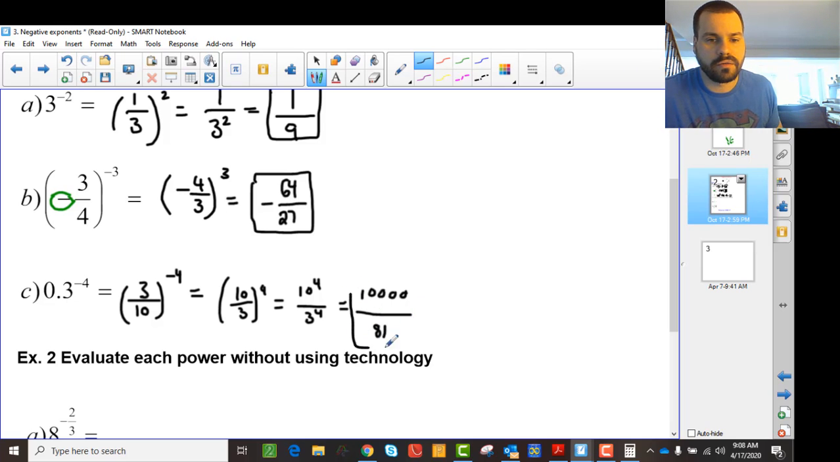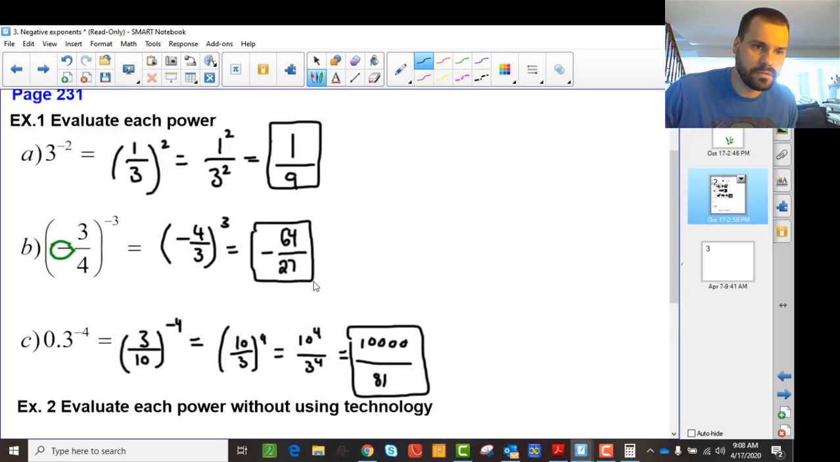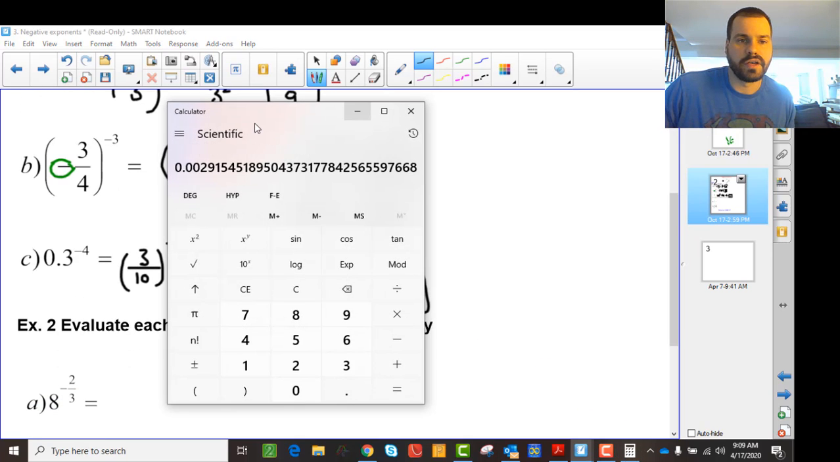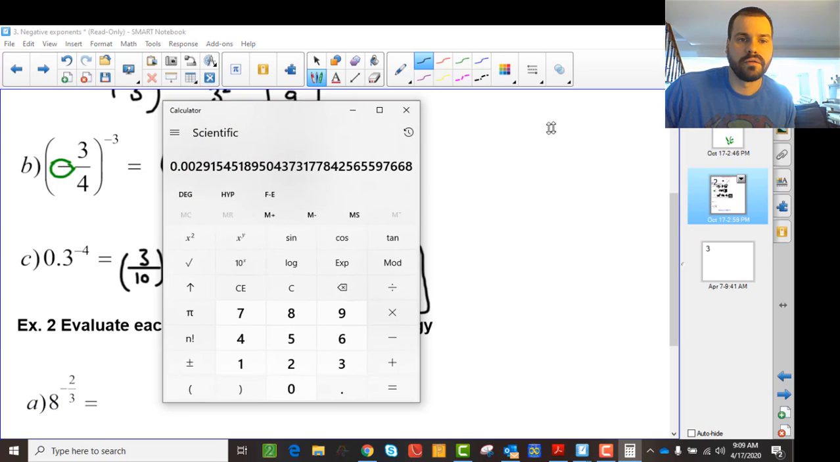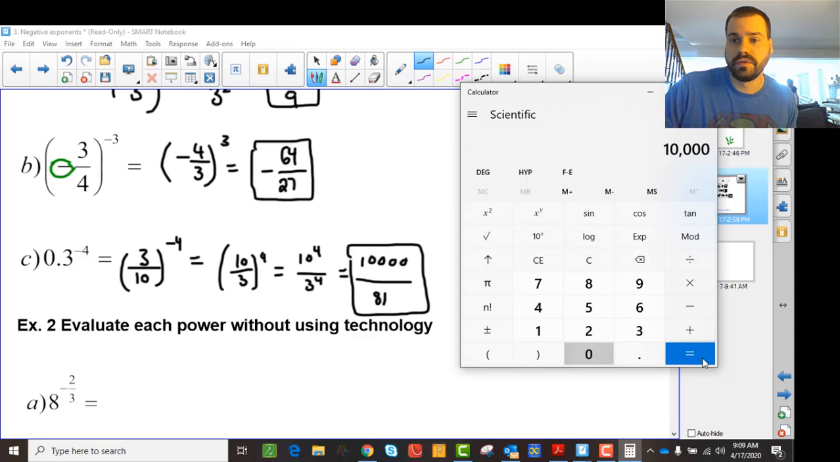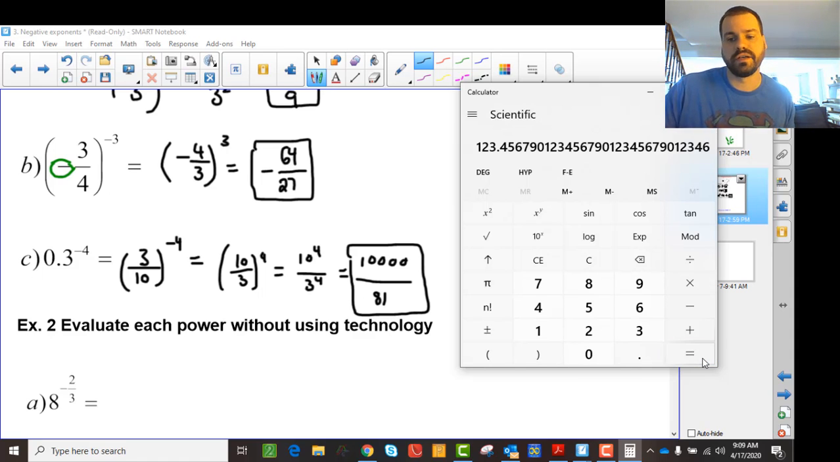So it's this. Okay, now if you use technology, in terms of just taking a calculator out and doing it, you will get a decimal. So if I take, for example, this 0.3, let me just move this out of the way so you can see. If I take 0.3 and I raise that to the minus 4, it's going to give me this, 123.45679. If I take 10,000 and divide it by 81, I get the same thing. Okay, so they're the exact same thing.